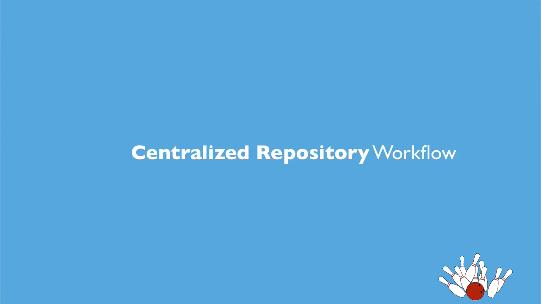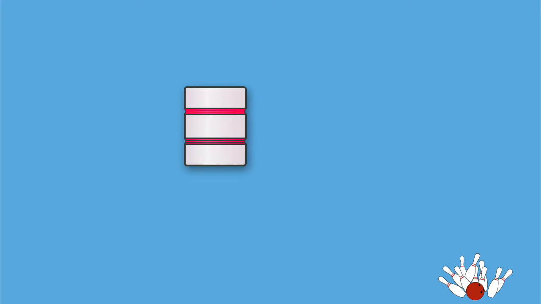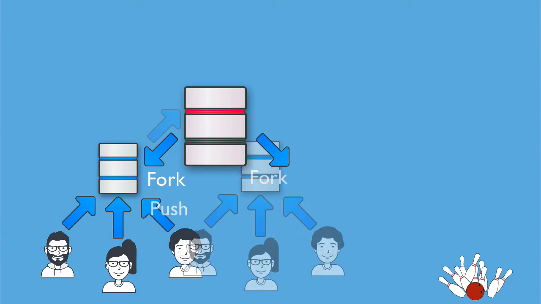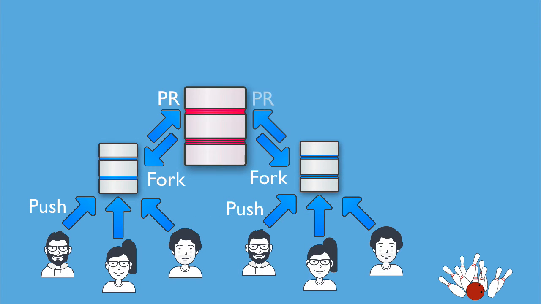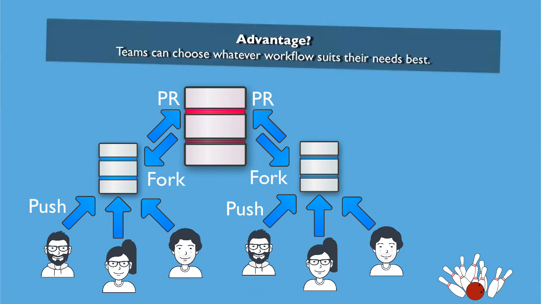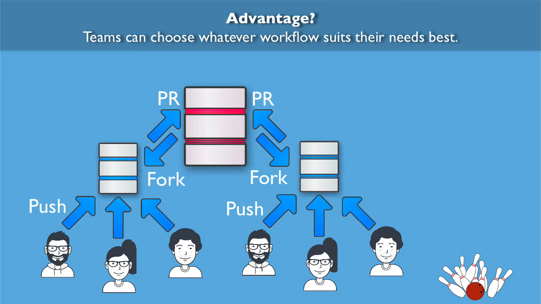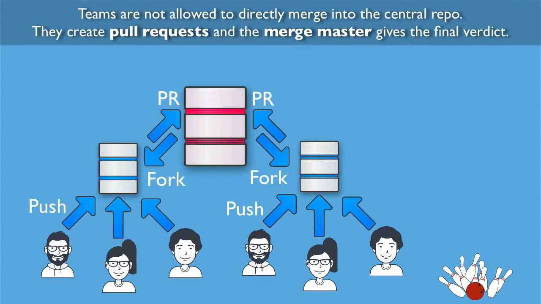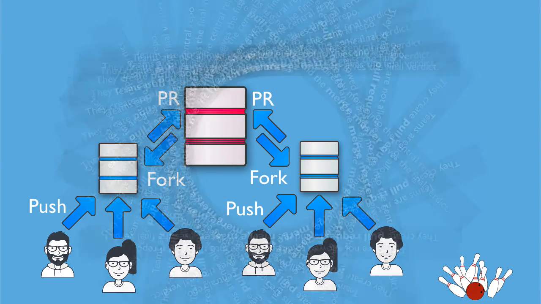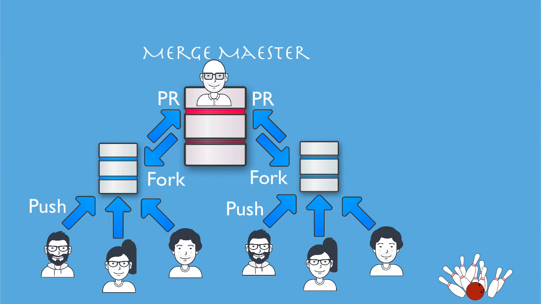Another workflow, which especially large organizations use, is to use a centralized repository. So we start with a central repository, which is our source of truth, and any team who wants to work on the project can fork this repository into their team account, which means every team has their own repository to work on. Having separate repositories for each team gives them the flexibility to choose whichever workflow they feel comfortable with while working on a feature. Generally, teams are not allowed to directly merge into this central repository. They can only create pull requests. And the central repository has a gatekeeper who is called the merge master. The merge master's duty is to look at each pull request and then decide whether to merge it to the codebase or not.